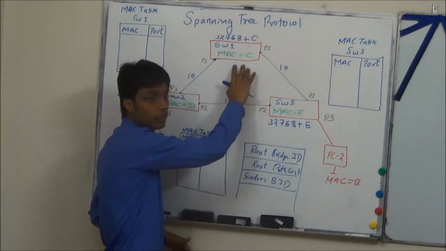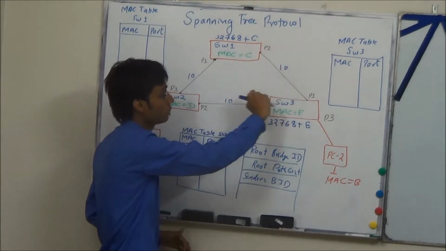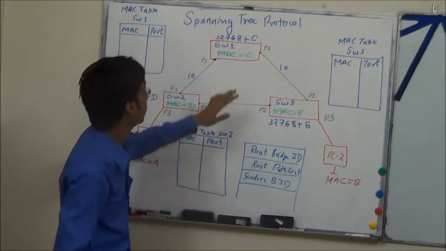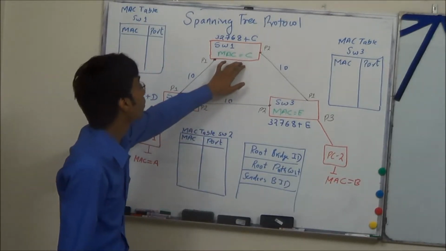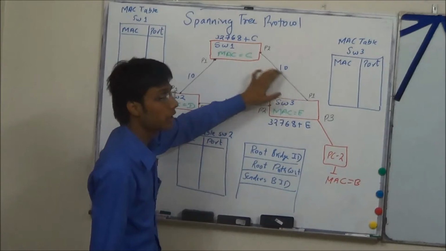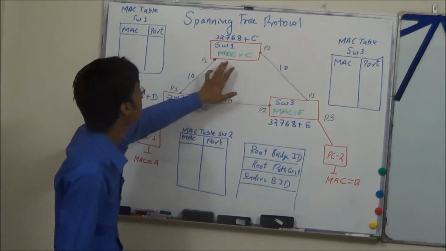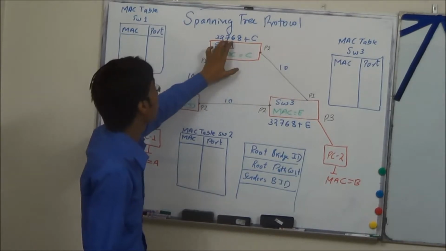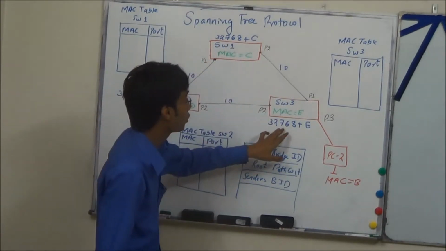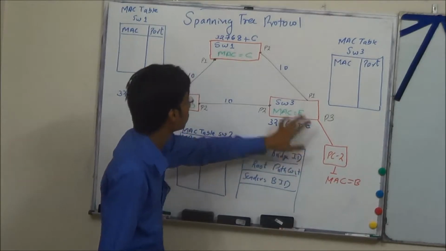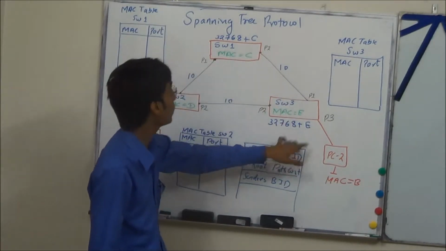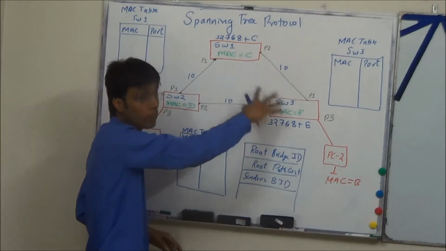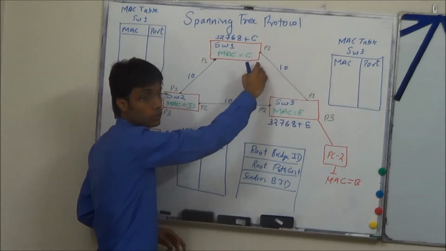Switch 1 again is having 2 BPDUs, one it sent towards switch 3 and one it received from switch 3. Similarly, switch 3 is also having 2 BPDUs. Switch 1 will compare the BPDU it sent towards switch 3 and the one it received. It will again find out that its own root bridge ID, 32768 plus C, is better than 32768 plus E because C is less than E in case of MAC addresses. So again, in this segment also we come to know that switch 1 is having a better BPDU. So it becomes the root bridge for this segment also.